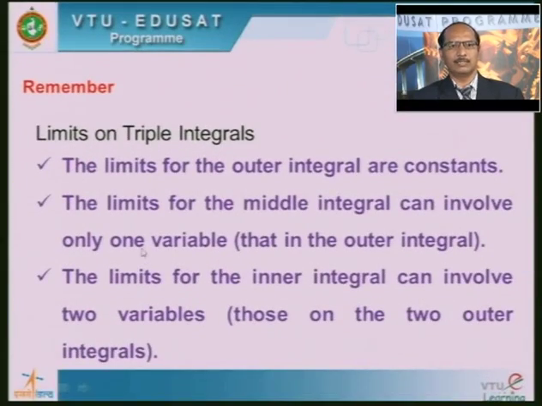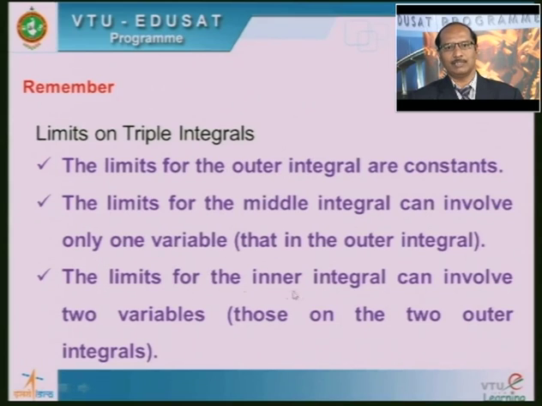So, we conclude triple integrals. The limits of the triple integral, you remember, the limits of the outer integral must be constants. So, whenever you have three sets of limits, the outer integral limits must be constants only. Then the limits for the middle integral can involve only one variable, that is in the outer integral. When the outer limits are x, the middle integral can involve the one variable x.